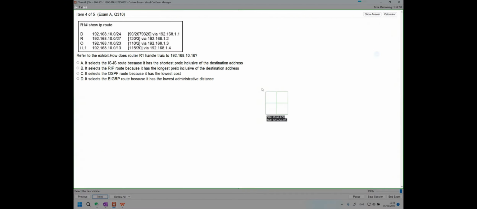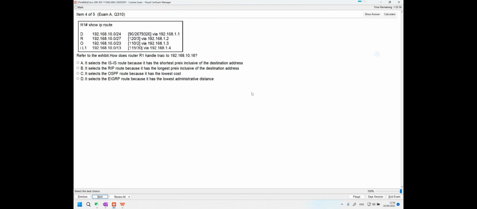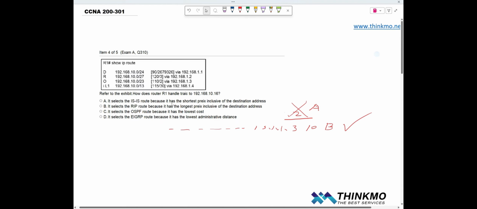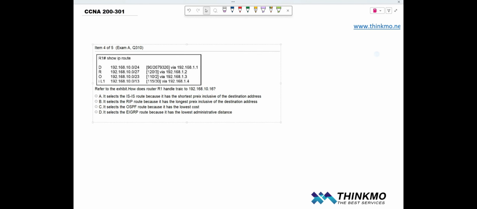All right, question 4. For question 4, it involves subnetting. Again, the topic gives us 4 different routing protocols to choose from. That is, when this router needs to send data to 192.168.10.16, which route will it choose? All these routes are already in the routing table. They've all been added to the routing table, because we can see here, show ip route, right?